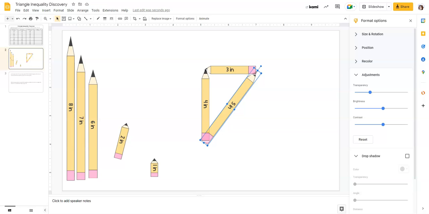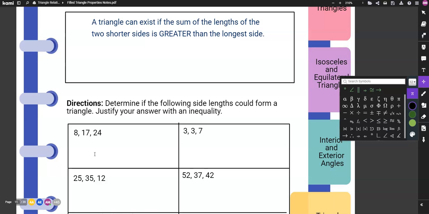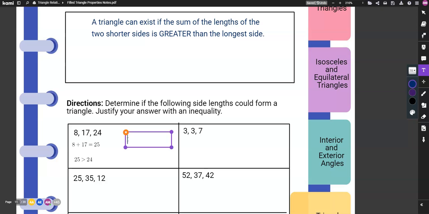So let's go ahead and put this into practice. So we have 8, 17, and 24. We are going to add 8 and 17. 8 plus 17 is 25. Because 25 is greater than 24, and the way we write that to justify as an inequality is simply 25 is greater than 24, so therefore the answer here is yes, this can be a triangle.